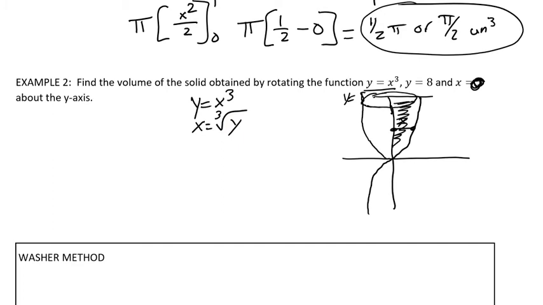Our integral, our pi, and then the cube root of y is going to be our radius squared dy. It's a dy problem because we're rotating about a vertical axis. And it goes from 0 to y equals 8 because we're dealing with y. So from 0 to 8. Okay.